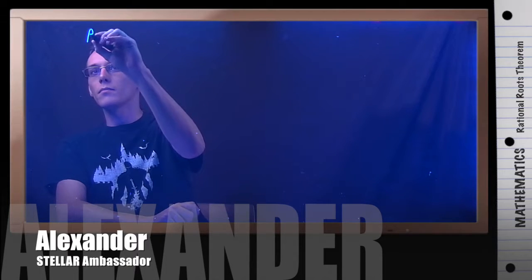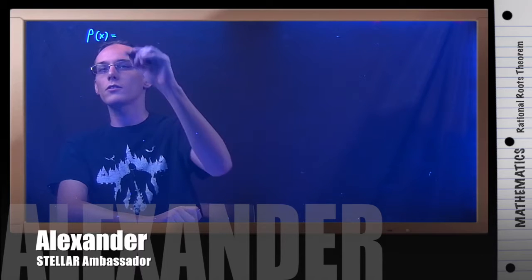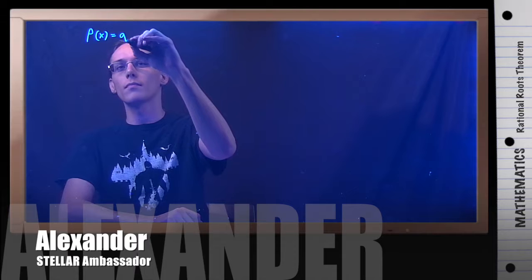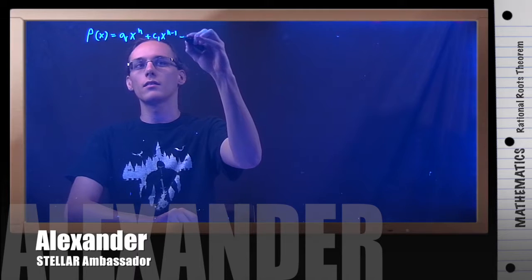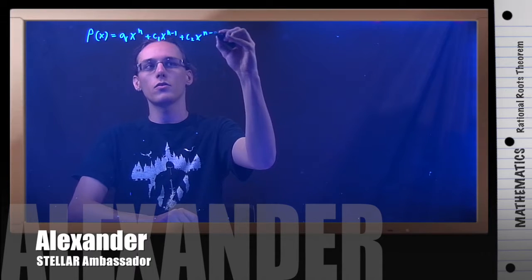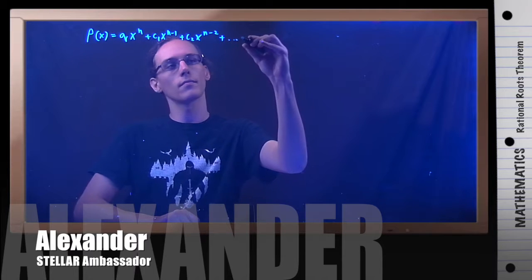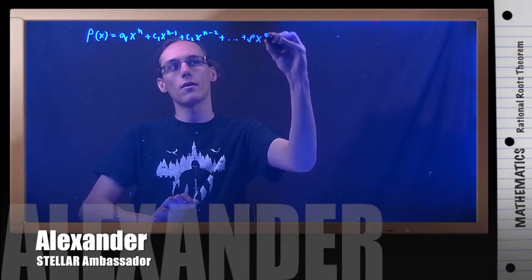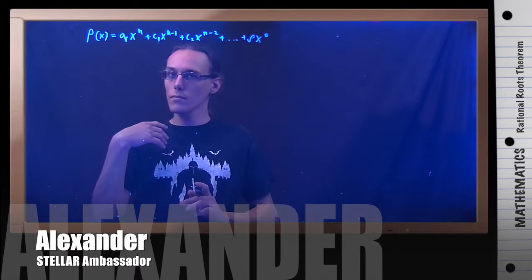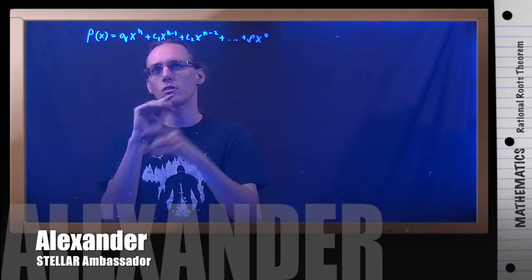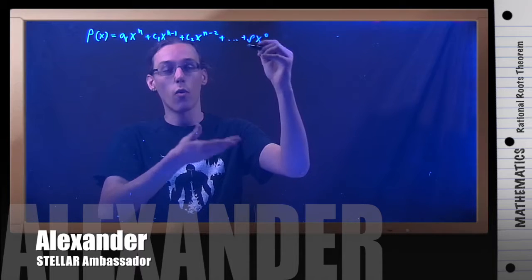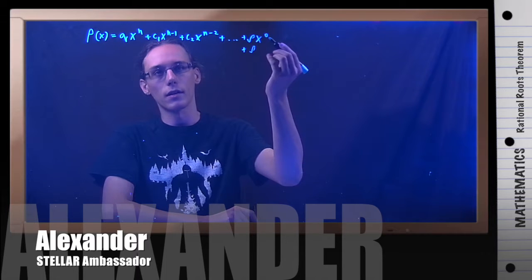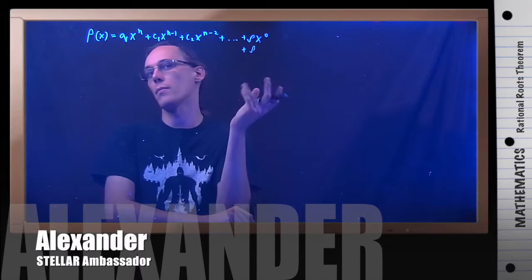So say I've got a polynomial, call it p of x, that looks something like this. q x to the n plus c1 x to the n minus 1 plus c2 x to the n minus 2, and so on, all the way up to p x to the 0. Now, this is just the generic form of a polynomial. So this could be like 7x cubed plus 2x plus 3 or something like that. Keep in mind that x to the 0 is really just 1. So at the end here, we've really just got a plus p going on. I wrote x to the 0 to be consistent with the format here.